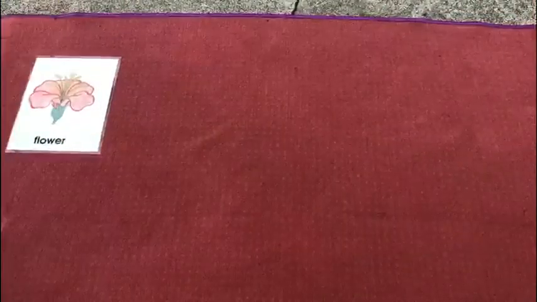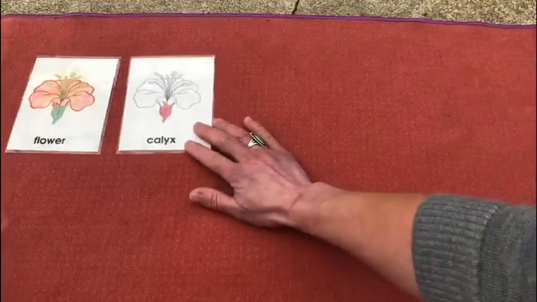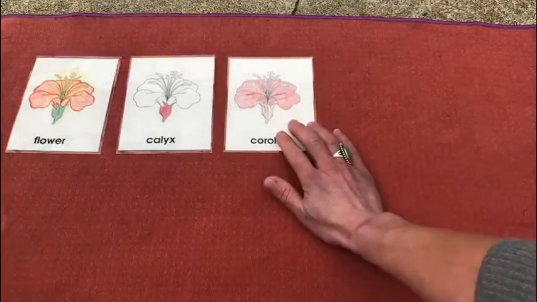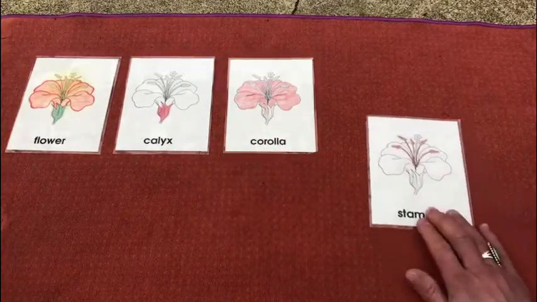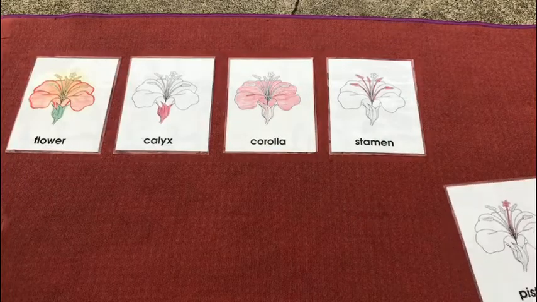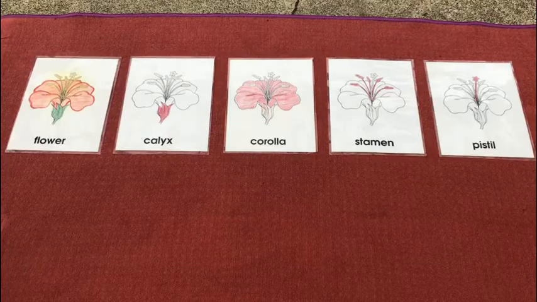Let's review with the three-part cards. The whole flower, the calyx, corolla, stamen, and pistil. Let's see if you can remember the names.